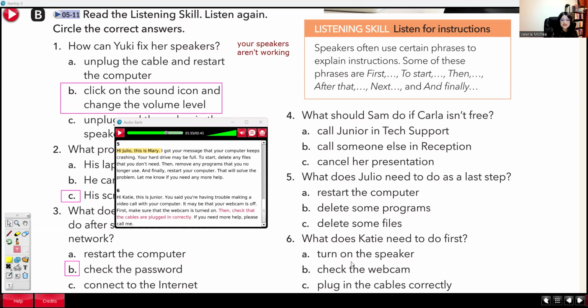I think this one is clearer than the previous one. We are getting the right amount of votes in the correct one. Yeah, let me share. And what do we have? We have a clear, very clear winner, which is A. So yeah, Sam definitely should call Junior in tech support in case Carla isn't free. That's what we got in the audio.